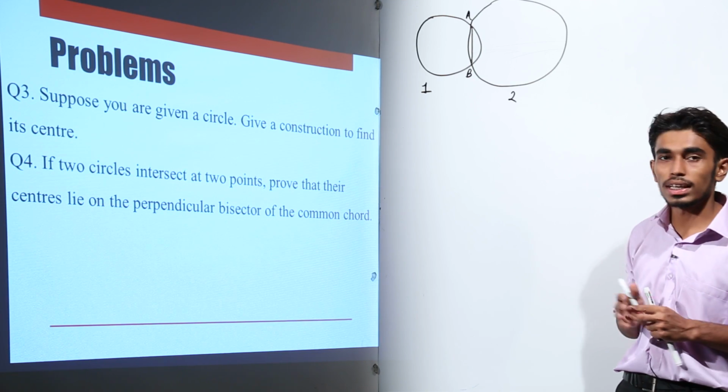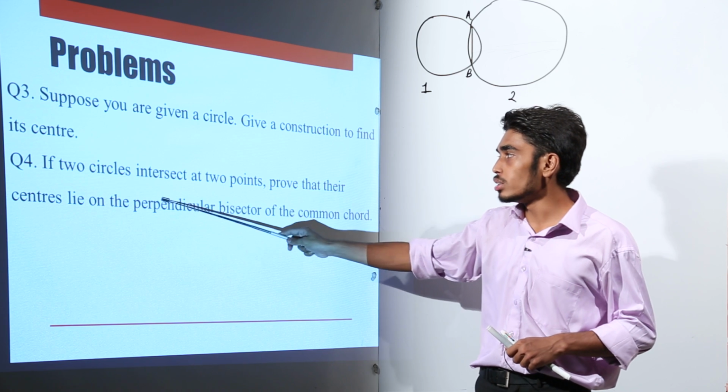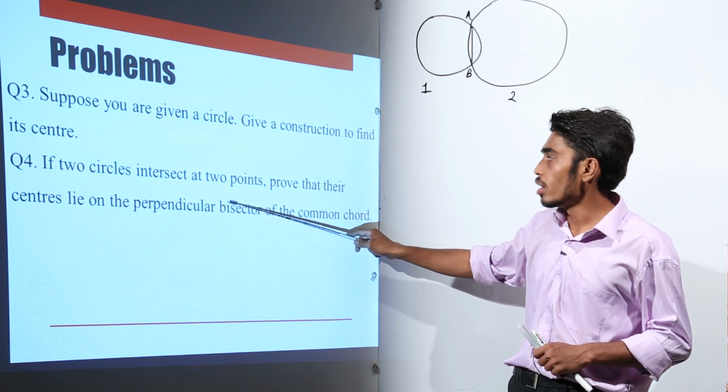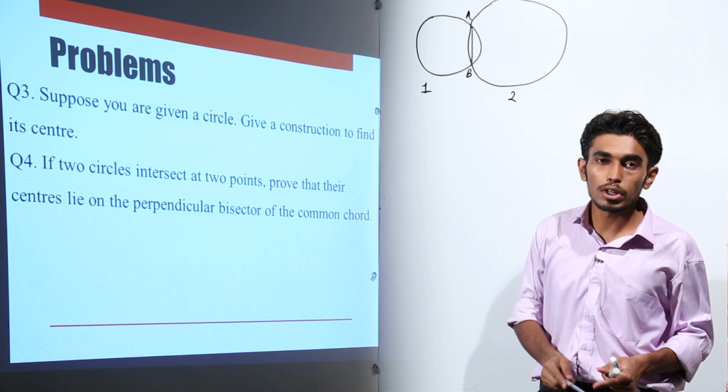Now let us take a look at the next question. Let me read out the question for you. If two circles intersect at 2 points, prove that their centers lie on the perpendicular bisector of the common chord.